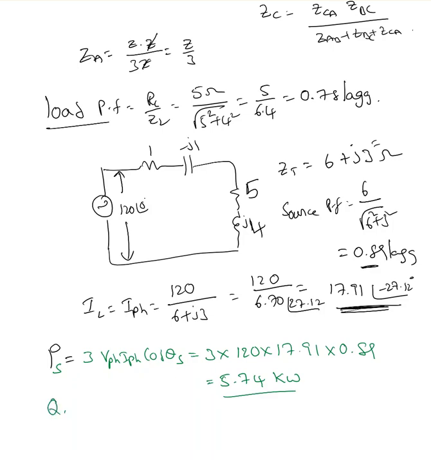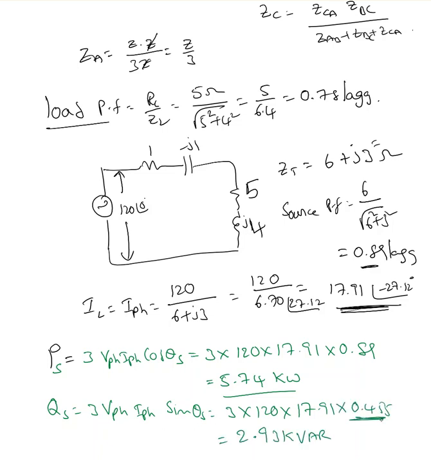Same thing, Q source must be 3 times VPH IPH sin theta s. You need to find the sin theta s from the cos theta s. 3 times 120 times 17.91 times sin theta s, which is 0.455, so I end up with 2.93 kilovolt ampere reactive. That's the reactive power supplied by the source.